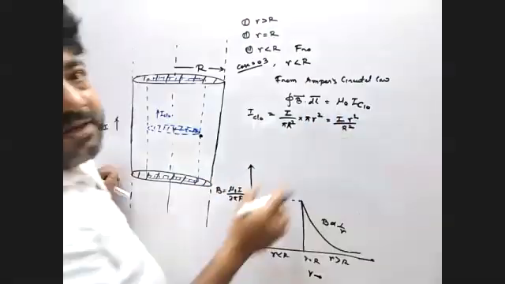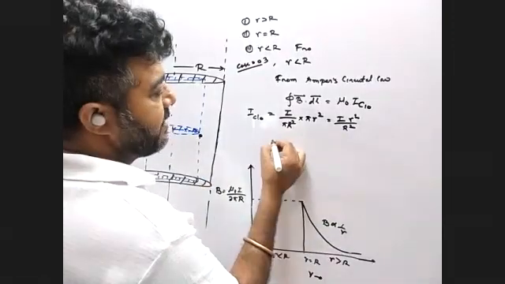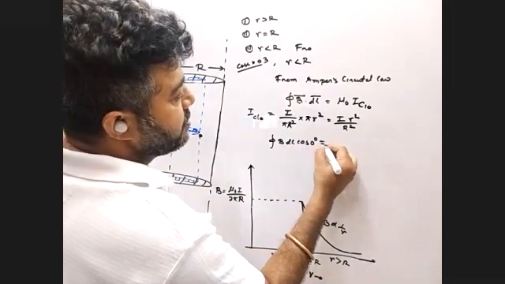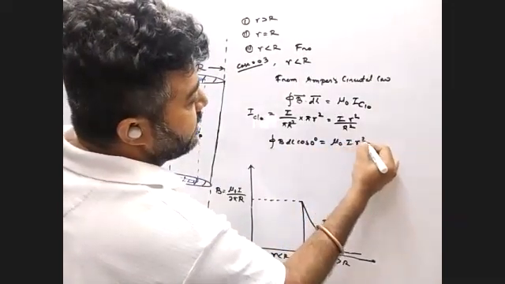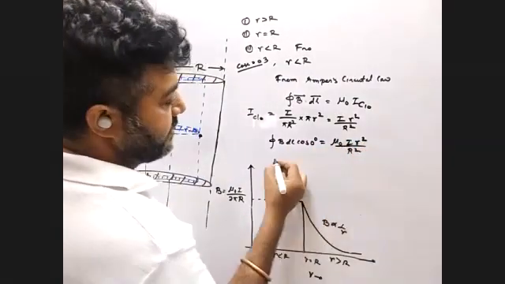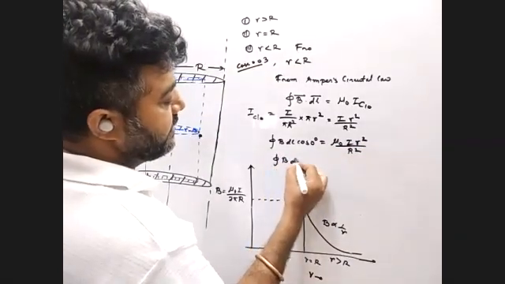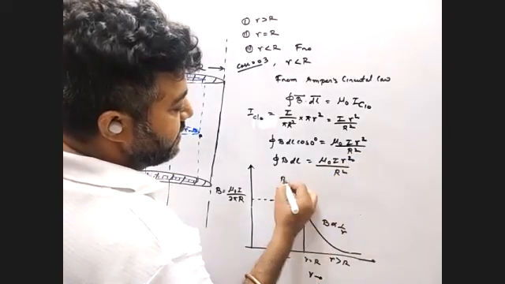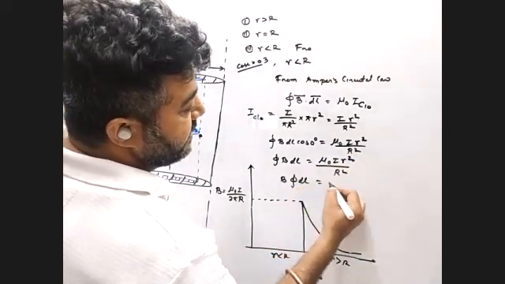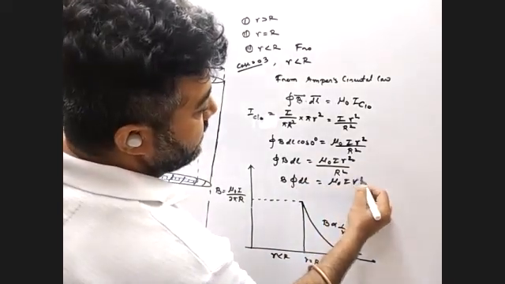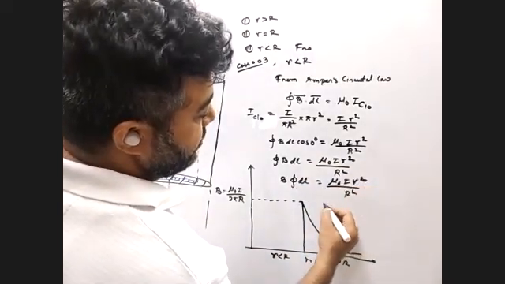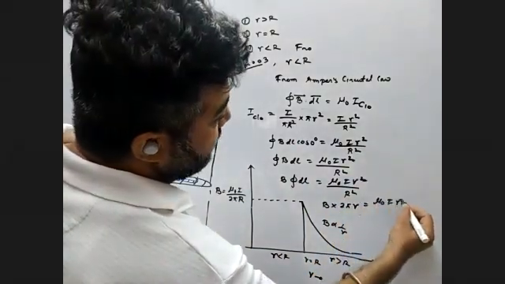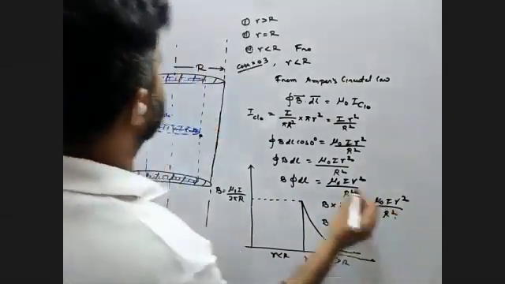So if we put this value, what happened? Integral B dl cos 0 equals mu naught I r squared by R squared. So B dl equals mu naught I r squared by capital R squared. So B into 2 pi r is mu naught I r squared by capital R squared.